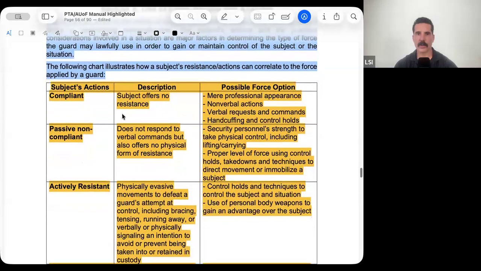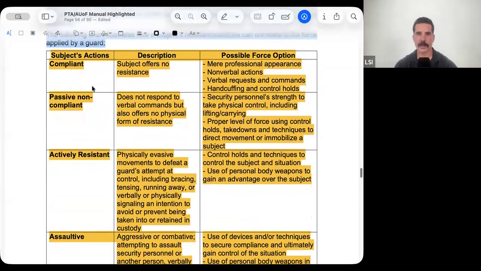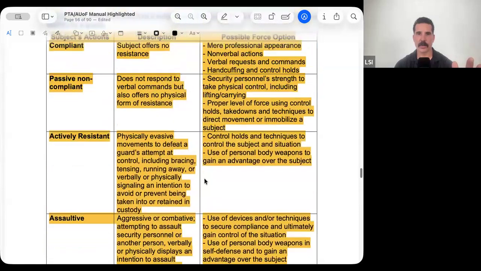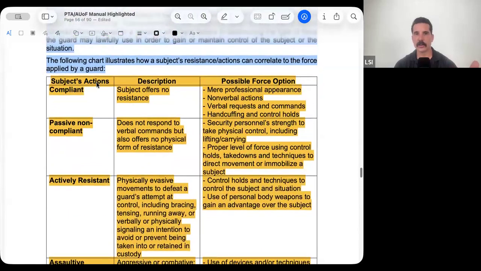Okay, now this whole chart here, just highlight the whole thing. For some reason, my PDF won't let me highlight this part. Highlight the whole thing. So it goes subject actions, compliant, description, subject offers no resistance, possible force option, mere professional appearance, nonverbal actions, verbal requests and commands, handcuffing, and control holds.